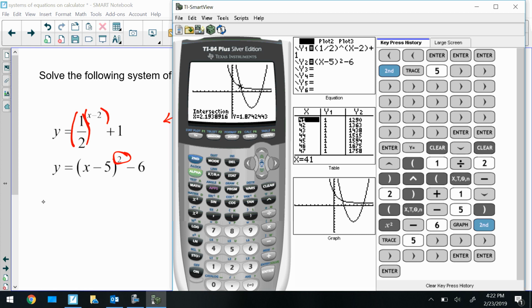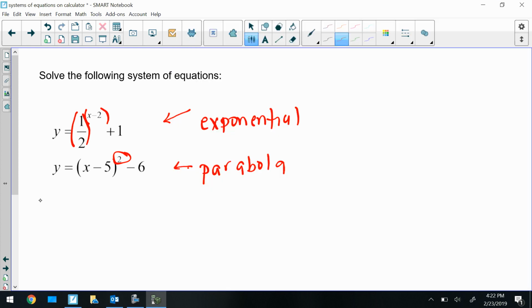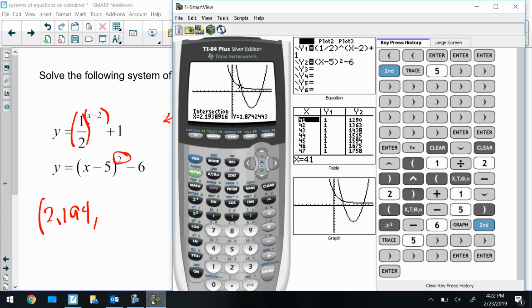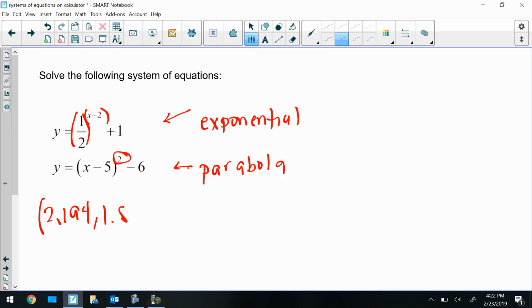So I'm going to have 2.194, 1.874. So that's my first intersection.